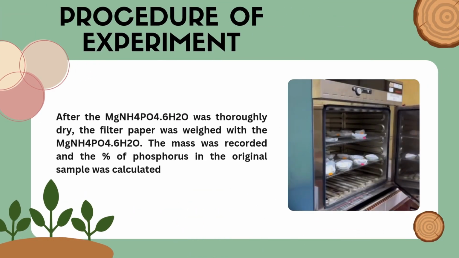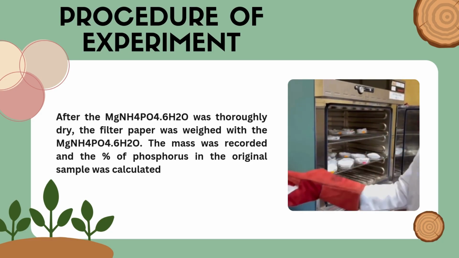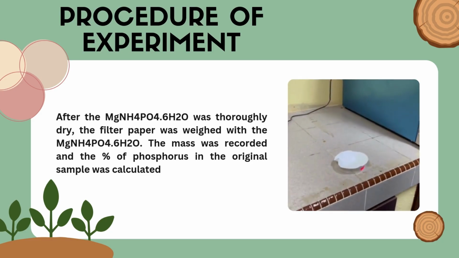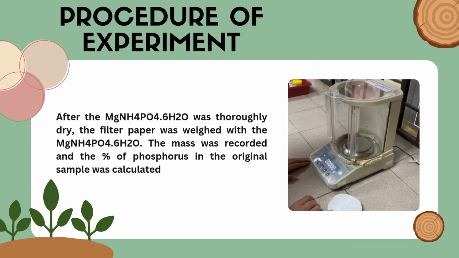After the MgNH4PO4.6H2O was thoroughly dry, the filter paper was weighed with the MgNH4PO4.6H2O. The mass was recorded and the % of phosphorus in the original sample was calculated.